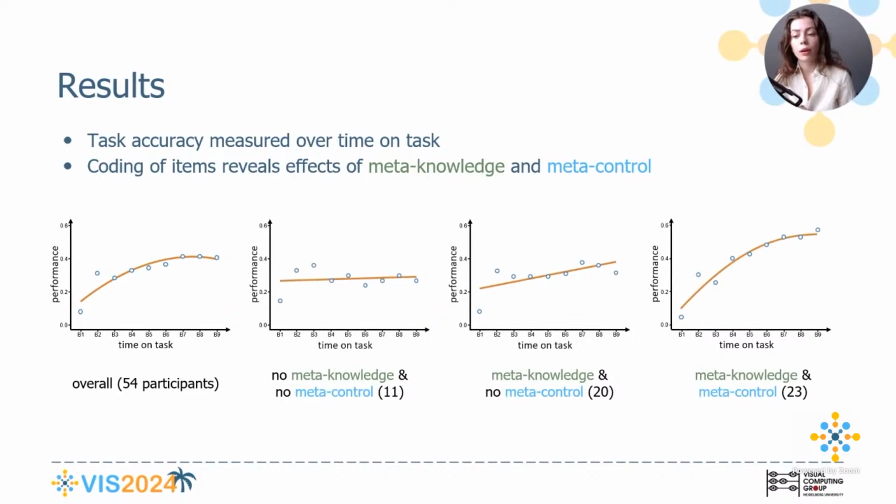Looking at the coding of meta-knowledge and meta-control reveals how metacognitive abilities relate to performance over time. Our analysis shows that there is actually no significant change in accuracy for the 11 participants without either meta-knowledge or meta-control. However, we observe a significant linear trend in performance improvement for the participants who report some metacognitive processes or all. And the group with both meta-knowledge and meta-control also performs best overall. Altogether, these results support that learning and visual reasoning relates to metacognitive processes.